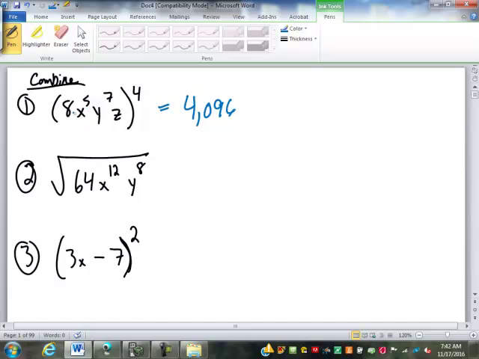Now when we have the variables, x to the 5th to the power of 4, what do we do with the powers? Don't add them, we multiply them. A power of a power we multiply. So 5 times 4 is 20.